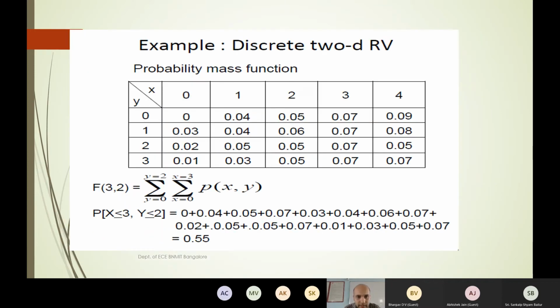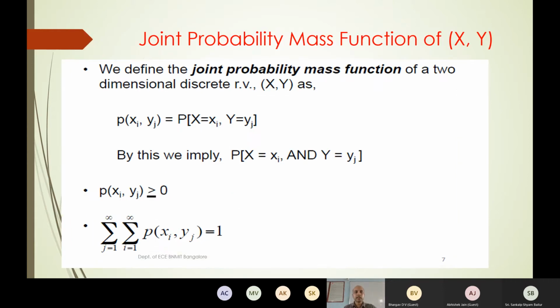This number indicates that the temperature is 1 degree and humidity is 0. That's the number over here. Okay, so that is what we need to understand. Now let us look at it more from a notation point of view.